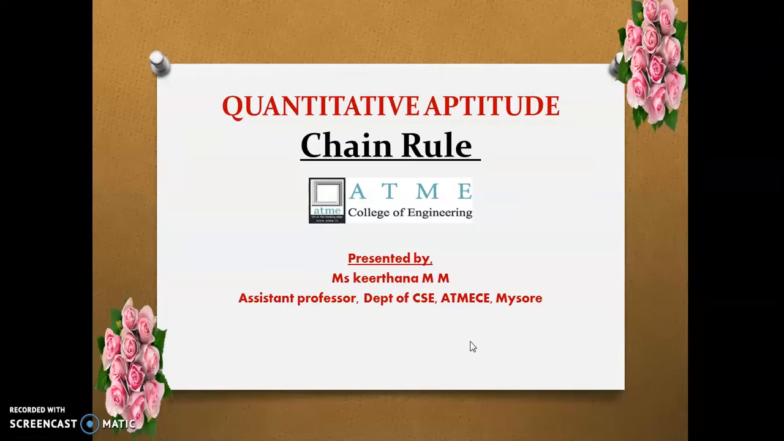Today in this session, I am going to explain about chain rule, which is one of the most important topics of quantitative aptitude. The questions and examples given in this session will be useful to all the freshers and college students preparing for placement tests or for appearing in any competitive exams. So let's get started.